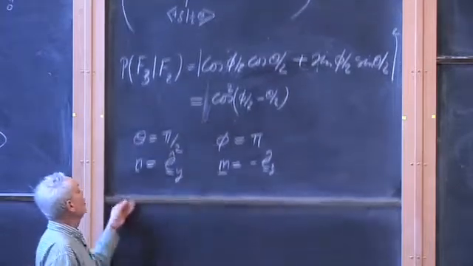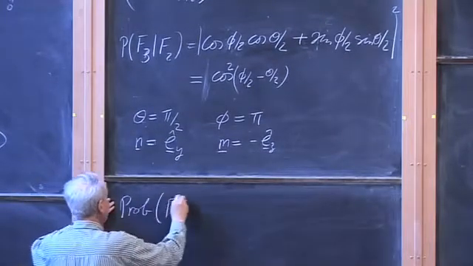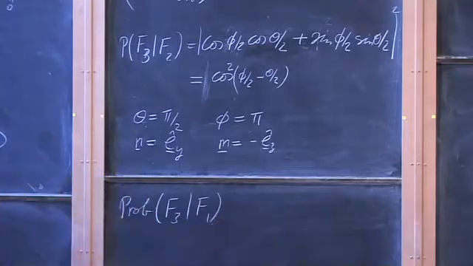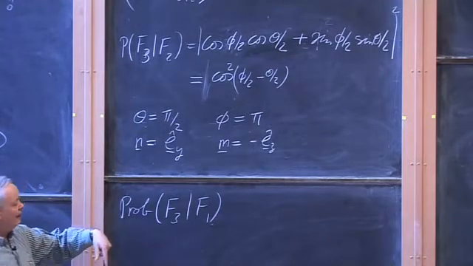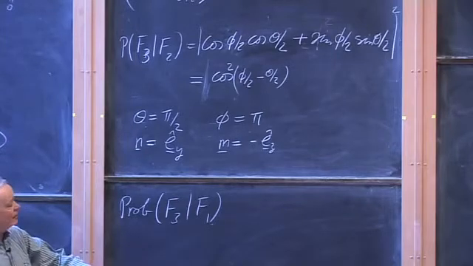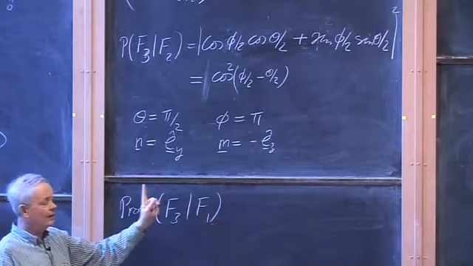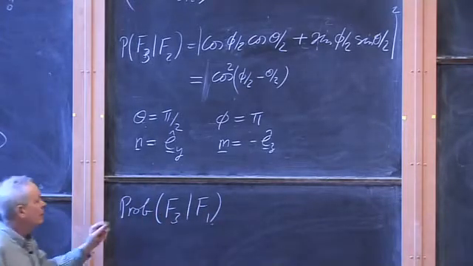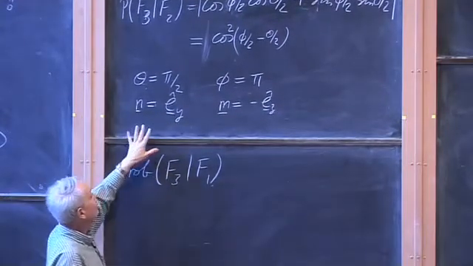So what's the probability of passing F3 given that you passed F1? Physically, that's the probability of eventually having your spin measured to be in the minus z direction, given that as you emerge from F1, you had your spin in the plus z direction, right? So we already had that.